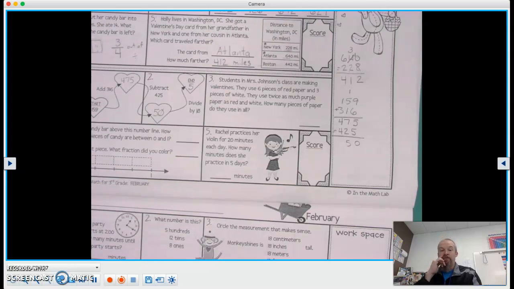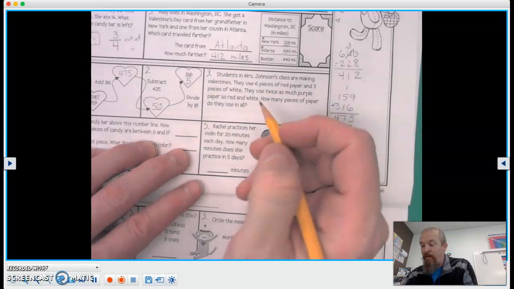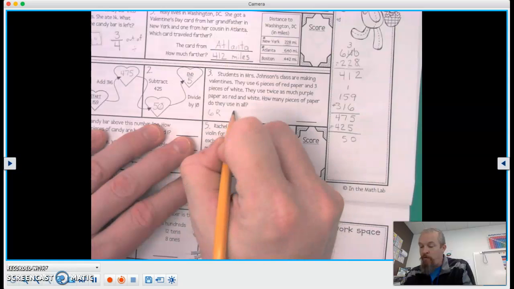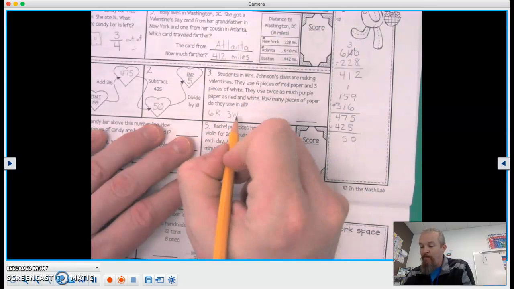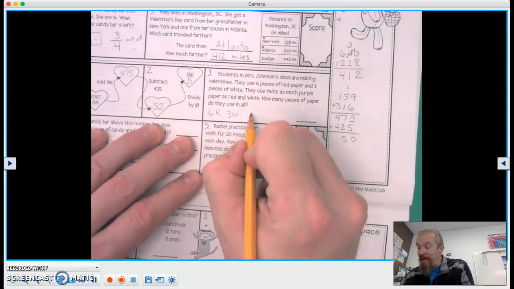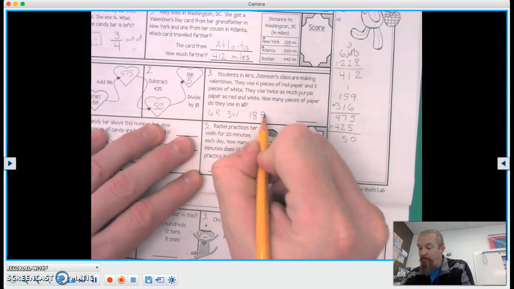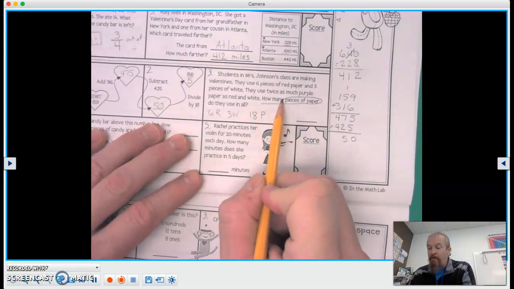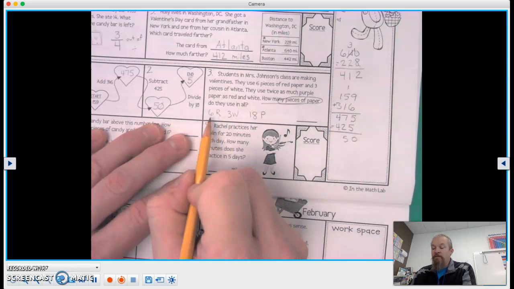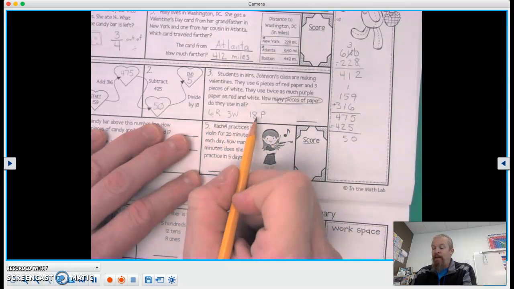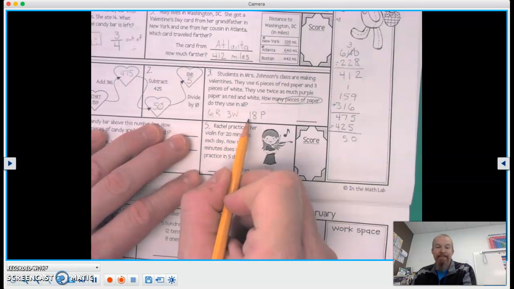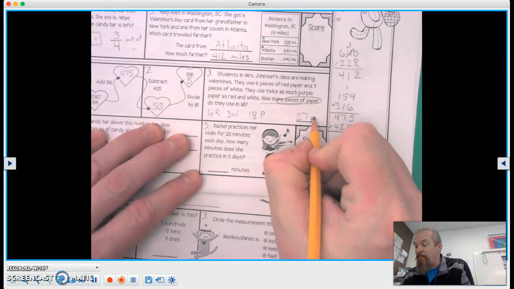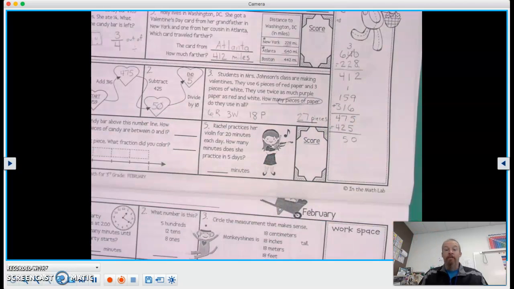How many pieces of paper do they use in all? Okay, so they use 6 red, 3 white. 6 plus 3 was 9. 9 plus 9 is 18 purple. So, how many pieces of paper do they use in all? So 6 plus 3 is 9, and 9 plus 18 equals 27. So they use 27 pieces of paper in all. That's a lot of paper.